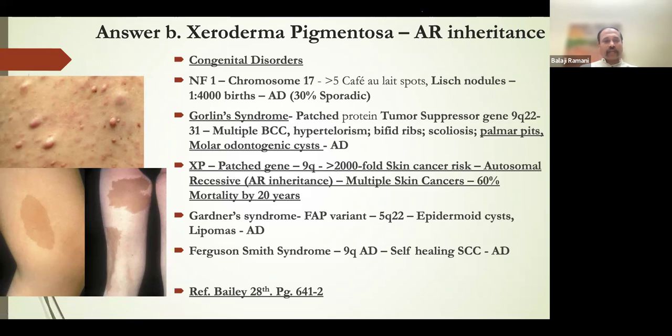You have Gorlin's and xeroderma pigmentosum, which have been asked multiple times, and the famous Gardner syndrome, which is the FAP variant, 5q22, also associated with epidermoid cysts, osteomas, and lipomas. All these can be found as features of Gardner's syndrome as well. Again, you will have desmoid as a feature of FAP, which is considered a cutaneous, subcutaneous tumor, a sarcoma variety, as we already discussed in the sarcoma chapter. So all these are associated with skin and subcutaneous tissue as far as inheritable syndromes are concerned. Right.